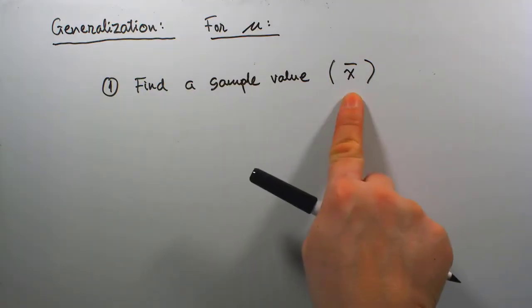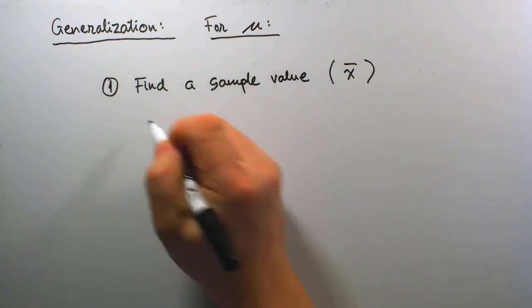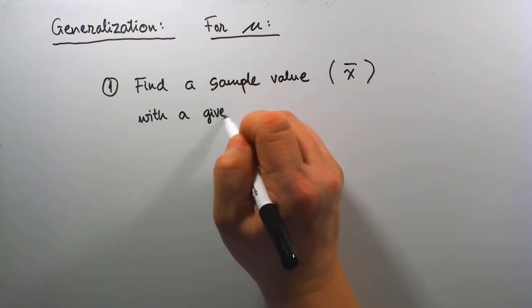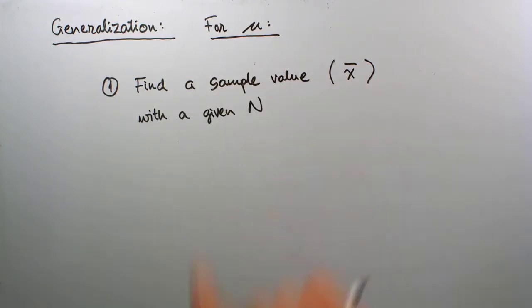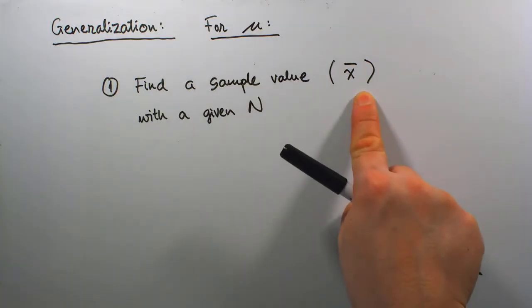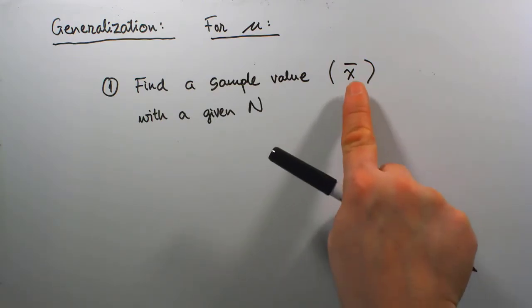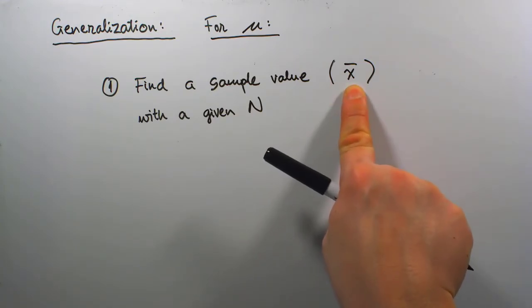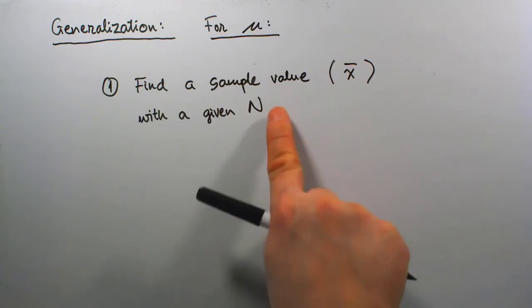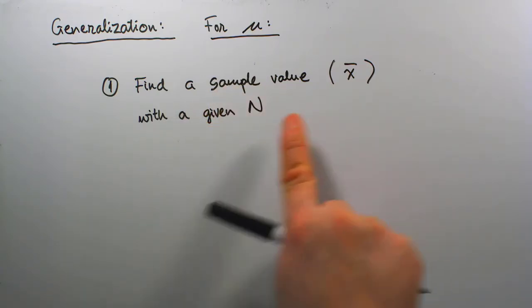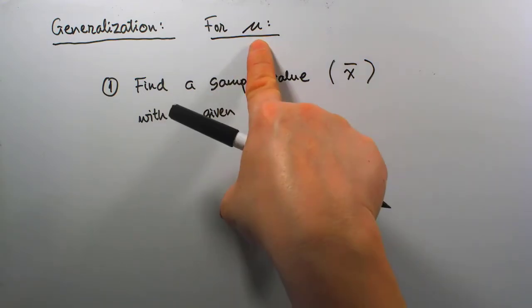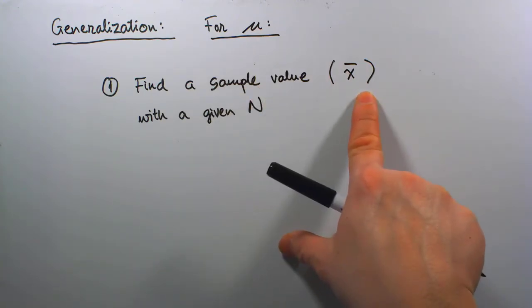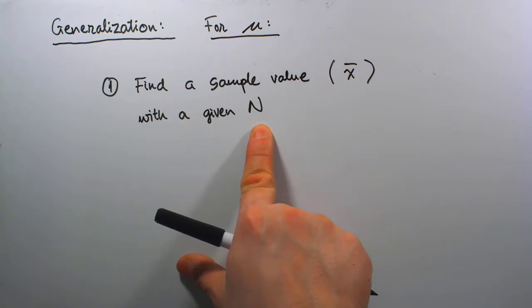And a sample mean usually comes with a given sample size, capital N right here. Because, as you have seen in your study of sampling distributions, anytime we pick a sample, we must know how big our sample size is. So we can just do the easier work here to estimate mu: we find a sample value correspondingly, which is a sample mean in this case, with a given N, a given sample size.